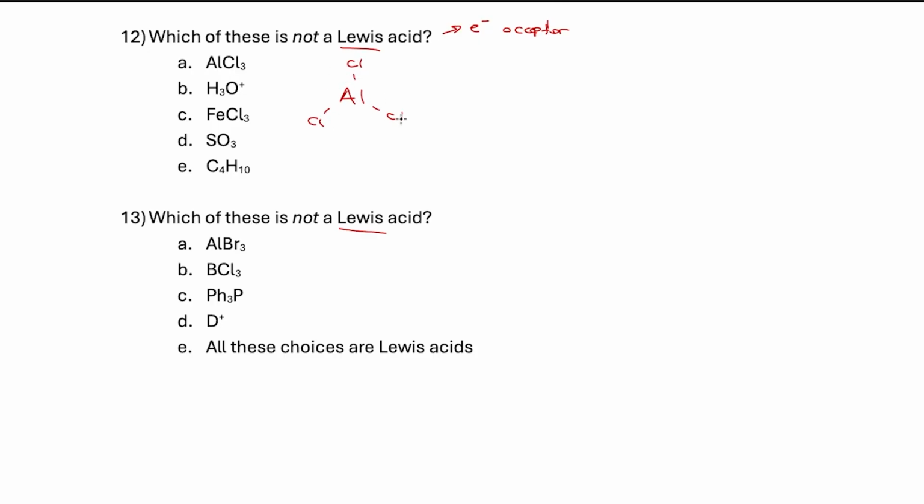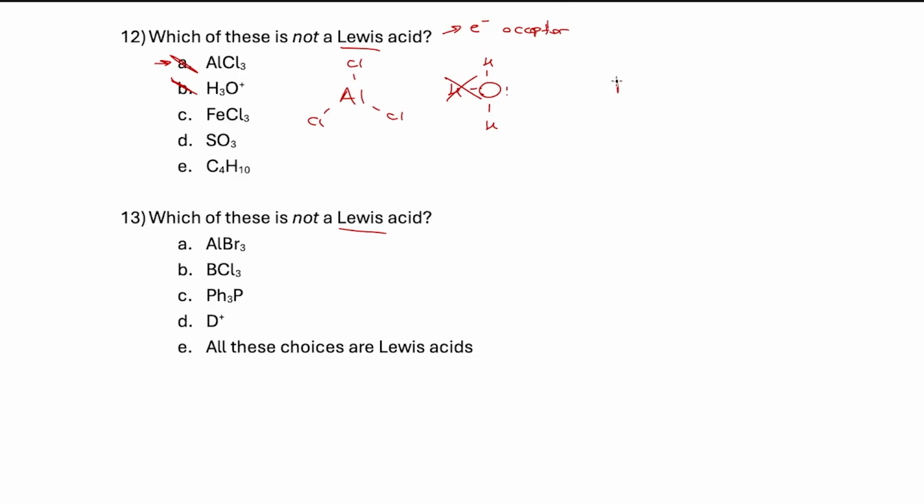It actually looks a lot like boron. And we don't have any lone pairs in the aluminum, meaning that we should be able to accept another lone pair. And so this is definitely a Lewis acid, so we can eliminate A. H3O, we already talked about this in the previous example. We have this lone pair, but if we were to break one of these bonds, we could get an extra lone pair, meaning that it definitely is a Lewis acid.